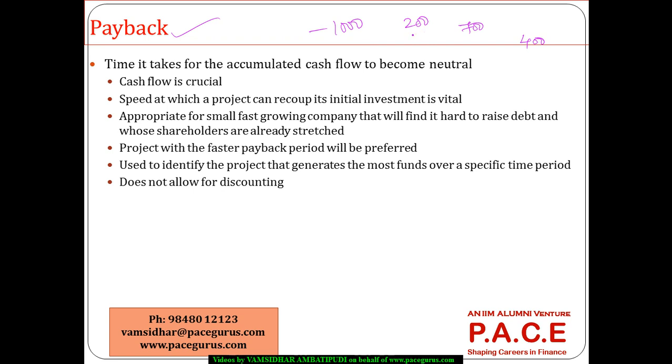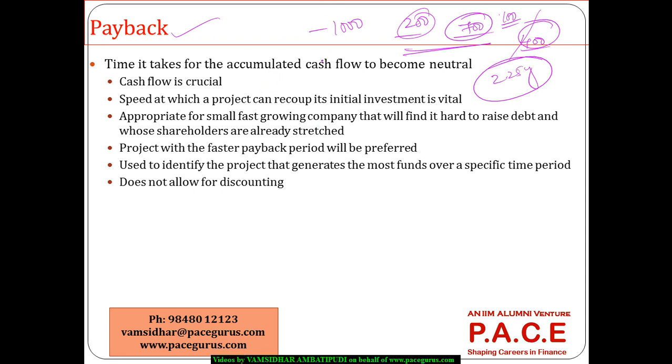Now how much time on an average am I taking to get back my initial cash? Probably 200, 900, and just 1 by 4 of the 400. So probably 2.25 years, because at the end of 2 years I am getting my 900, but at the end of the 3 years I am getting 1300, where I really need to get only 1000, which means even if I get 100 in the third year, I would recover all my investment. So if 400 is coming in the whole year, 100 comes in 1/4 of the year. So overall we'll say that the payback period is around 2.25 years.